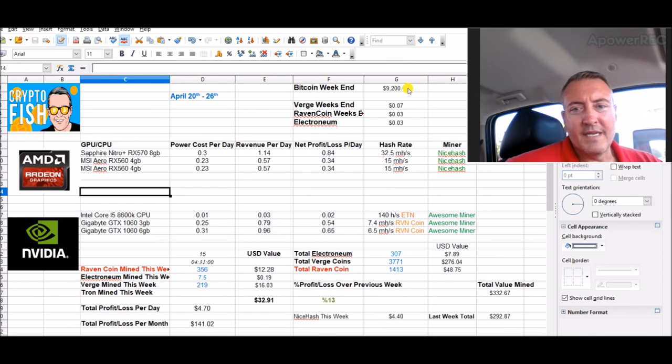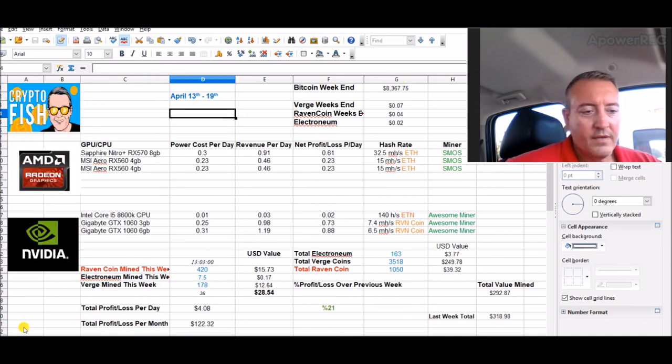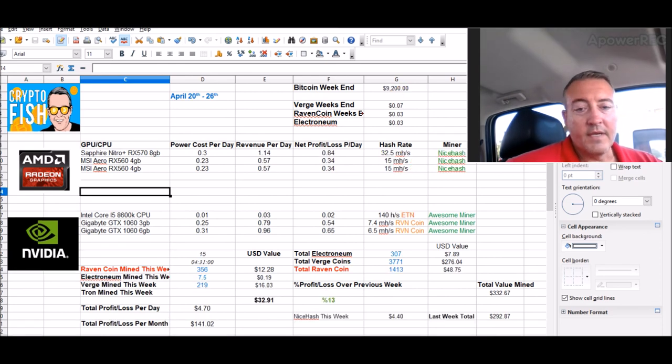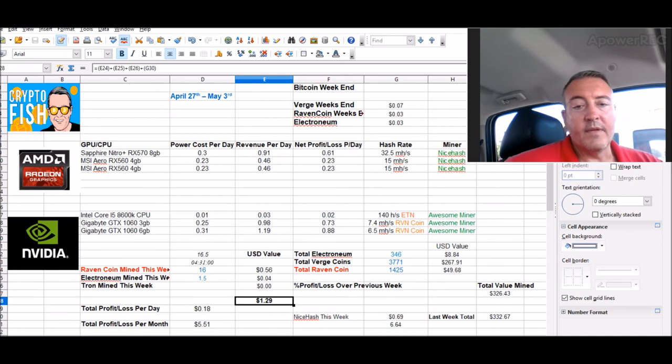Bitcoin's been going up. It was 9,200 at the end of yesterday. The week before, it was 8,300 at the end of the week. The week before that was 7,700. So it's been going up. I just hope it keeps climbing. It'll be really cool. Sure, everyone's seeing their mining profits go up, especially over the past couple of weeks.